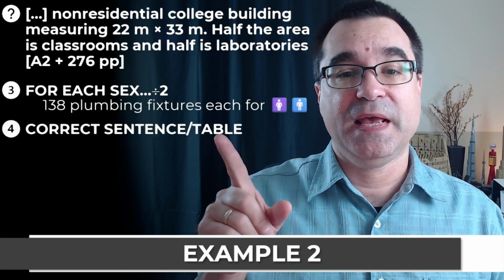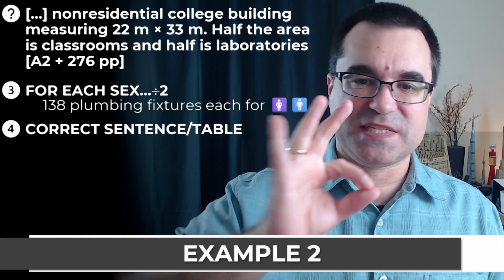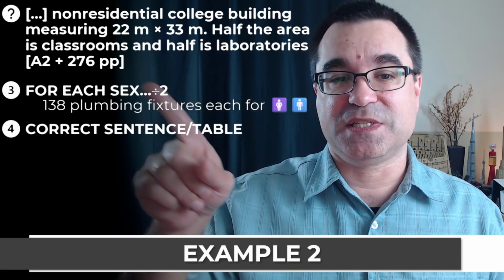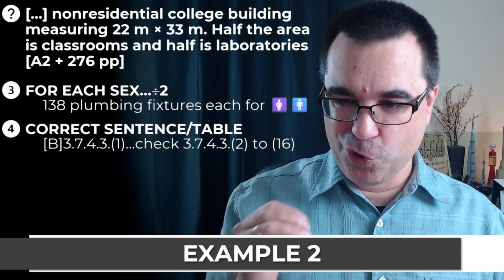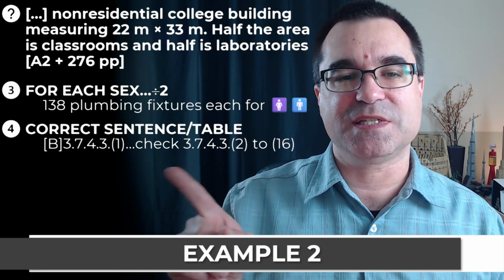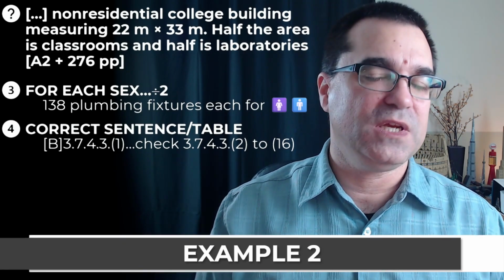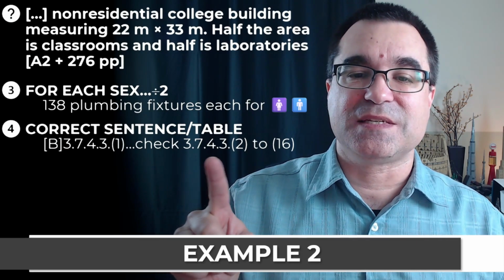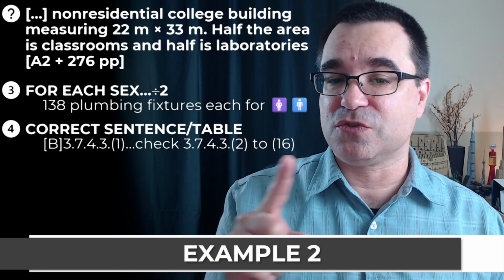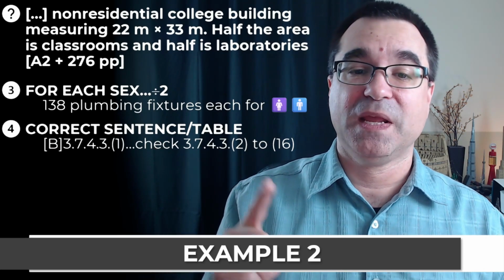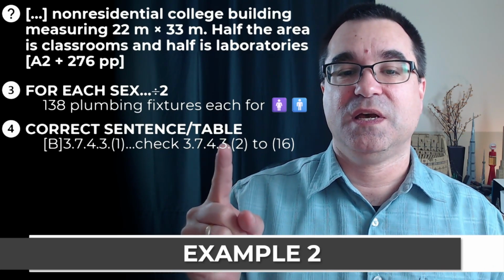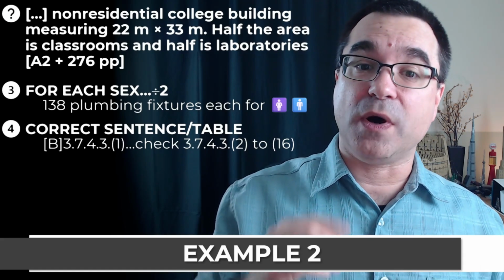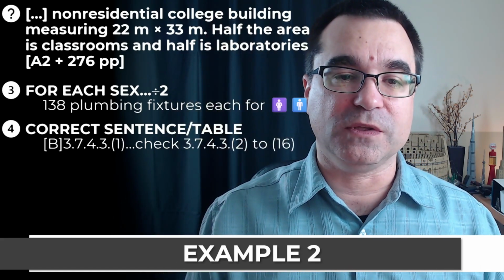All right. Now we have to go to step 4 and find the correct sentence or table to determine the number of water closets for this major occupancy and this occupant load. According to the fact that it's an assembly type occupancy, we start with Article 3.7.4.3. So we read sentence number 1, which says to go and check 15 different articles first before you come back to sentence number 1. So you have to check all 15 of these, 3.7.4.2 all the way to 16, to see which one applies to a non-residential college building.